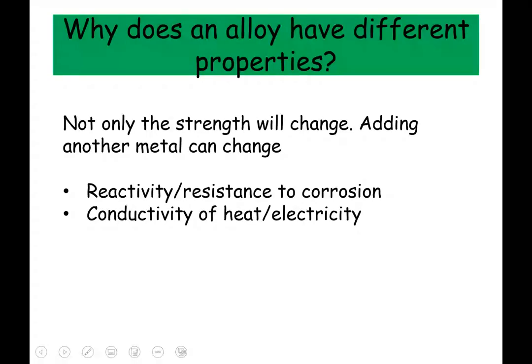It's not only the strength of the substance that will change. Adding another metal can also change the reactivity of the metal. So it could make it more resistant to corrosion, for example. A good example of this is stainless steel, where adding carbon and titanium to your iron means that it is no longer going to rust. So most knives and forks are made out of stainless steel. The reason they don't go rusty is because of those extra elements.